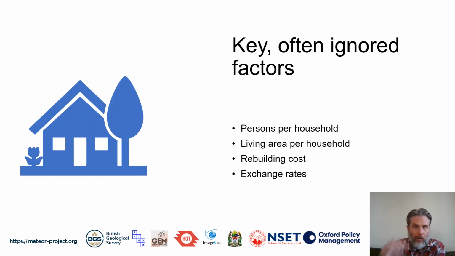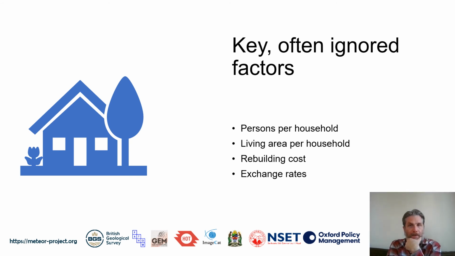So what that tells us is that there are really very key things that you need to focus on when you're developing these exposure data sets. Persons per household, living area per household, rebuilding cost, and exchange rates are all things that will exactly proportionally impact your results. So if you think that there's one person per household and it turns out that there are 2 people per household, you'll be high by 100%. It will affect your results by 100%.